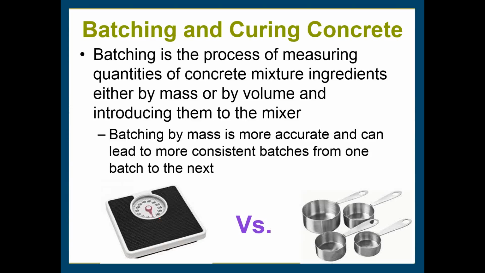And that's using measuring cups, which is by volume. So if you're batching by weight, a pound of one ingredient is a pound of one ingredient. It doesn't matter. If you're batching by weight, it's going to be a lot more accurate, and you're going to have, hopefully, more consistent concrete from one batch to the next.